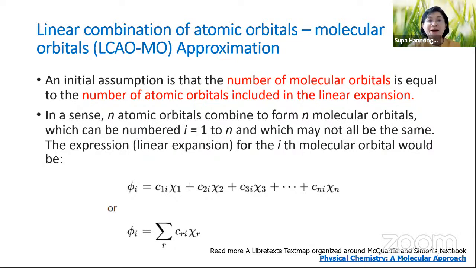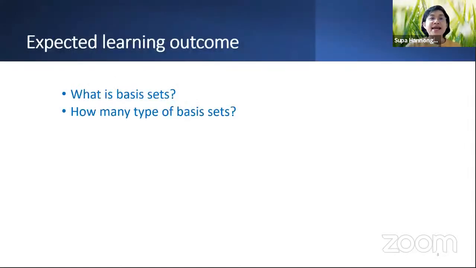This is just to remind you about the history of quantum mechanics a little bit, okay? Now, I would like to say that the expected learning outcome of this lecture is that at least the participants or the students can know about the basis set. What is the basis set? And how many types of basis sets are there?